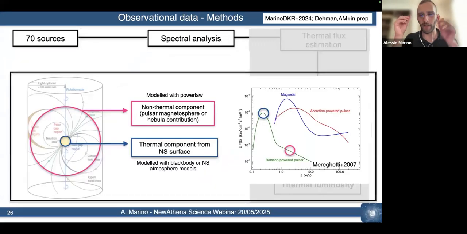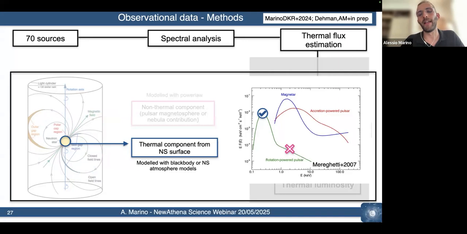Now, the typical spectrum of an isolated neutron star is composed of two components. We have a thermal component coming from the neutron star surface. This is what we are interested in. And then sometimes a non-thermal component, which can either come from the pulsar magnetosphere, or it can just be the result of contamination from the surrounding nebula. Now, we don't actually care at this moment about the non-thermal component. We just want to focus on the thermal component. So in the following step, we excluded the power law component and just focused on the thermal one.